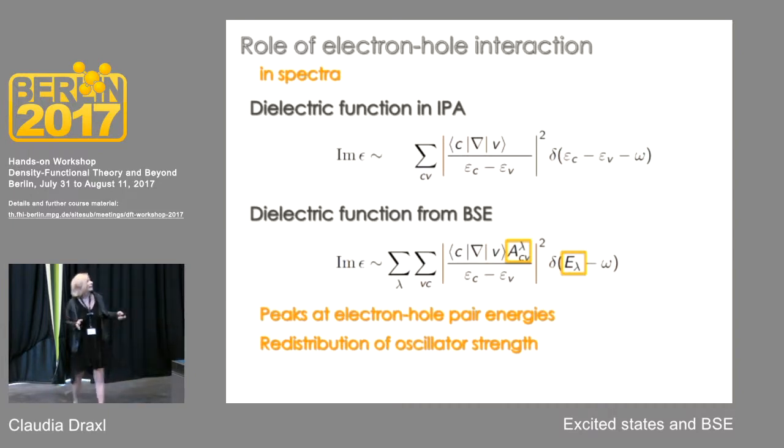So thinking again, if the electron-hole interaction is not important, then these electron-hole pairs will have basically the same energy as the difference between electron and hole energies. Then the peaks will stay the same or will only slightly shift. And then also these coupling constants will be close to either 0 or 1, and you will get back the independent particle approximation. Now let's have a look at an example for these two effects, or two different examples, of course.